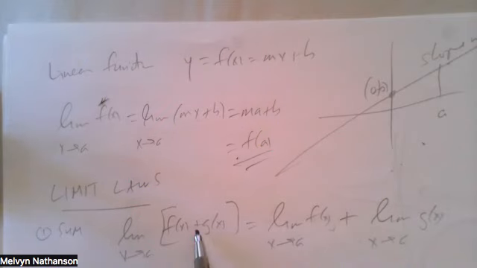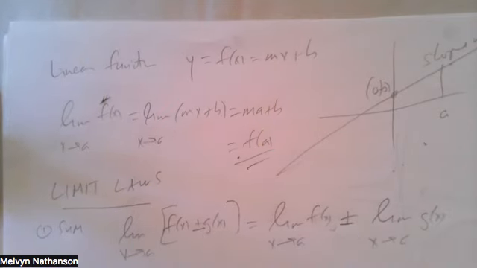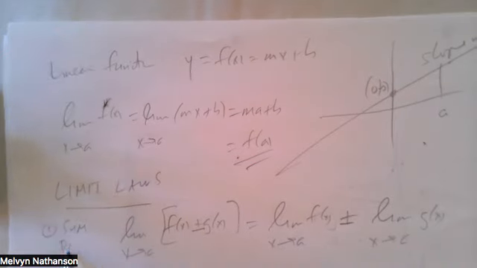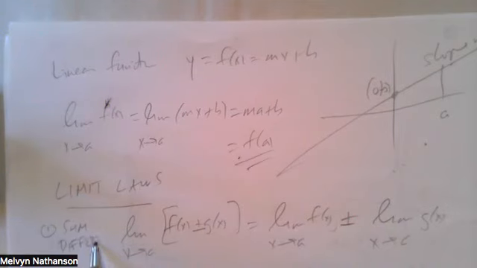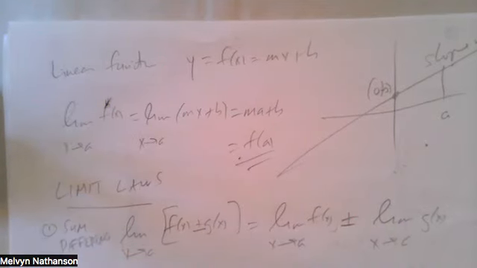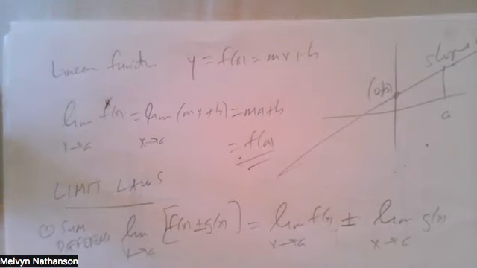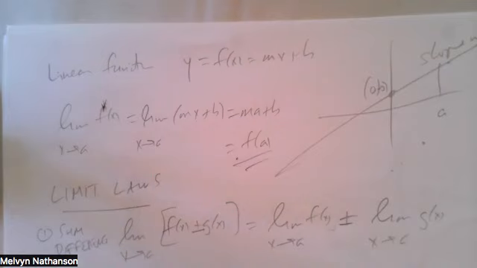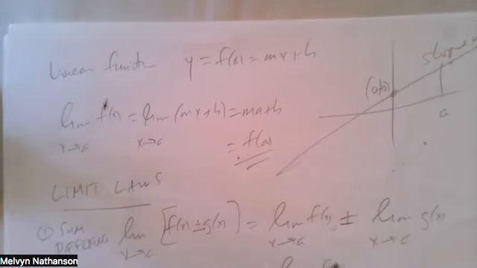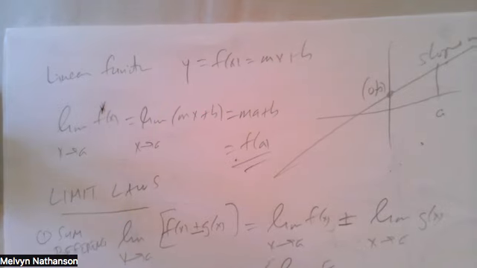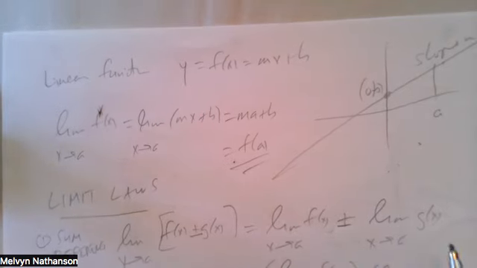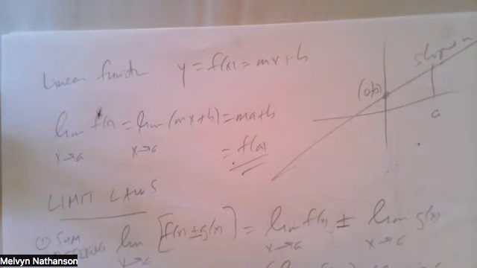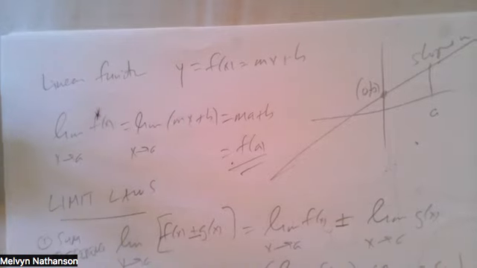And the same is true for the difference. If I put a minus sign instead of a plus sign, the limit of the difference of two functions is the difference of the limits. And the same for products. The limit of f of x times g of x as x approaches a, if both limits exist, is the product of the limits. And the same for quotients.